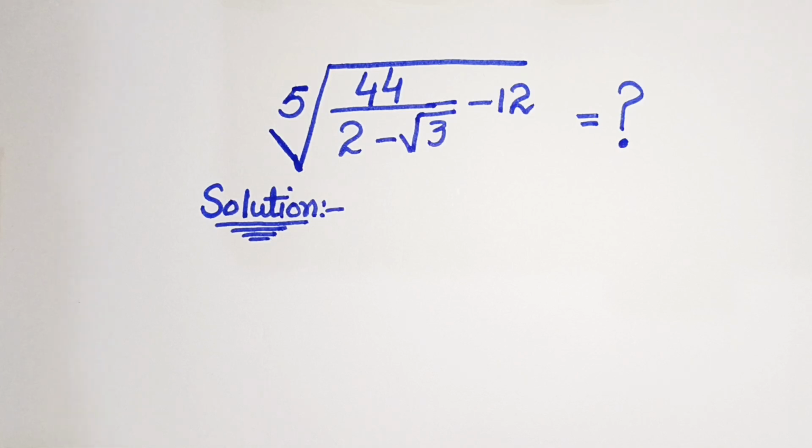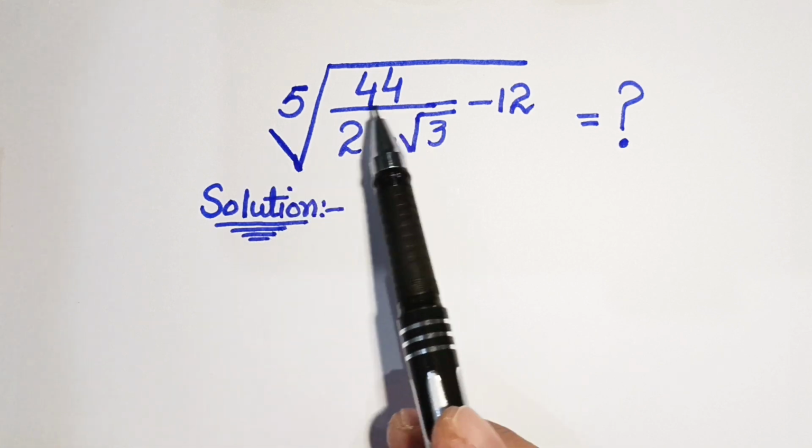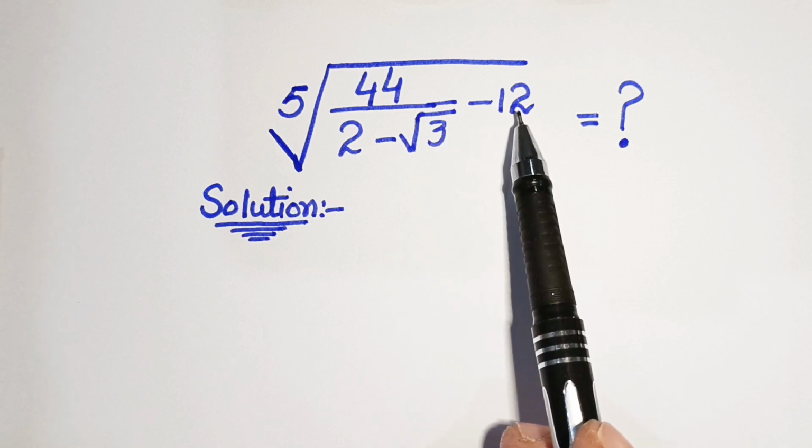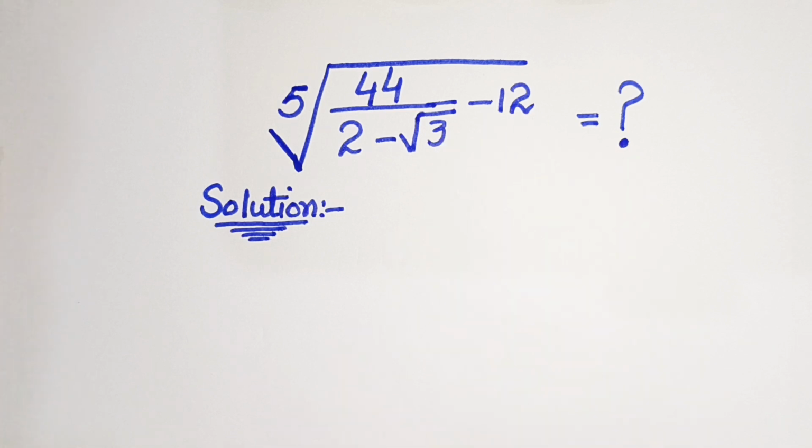Today we have a nice Olympiad problem and we have to simplify this. So our problem is the fifth root of 44 over 2 minus square root of 3, minus 12. We have to just evaluate this.